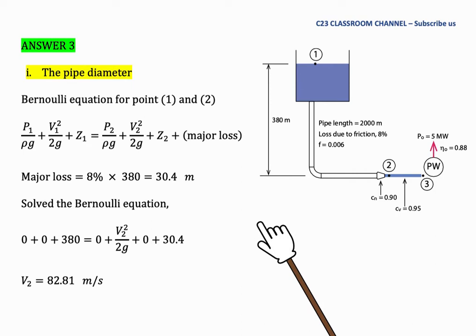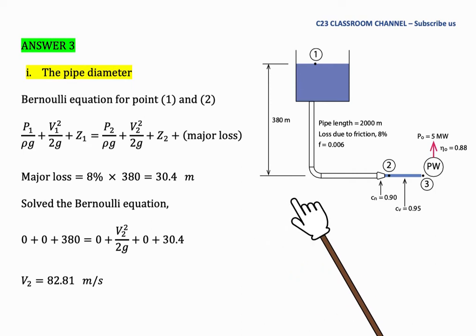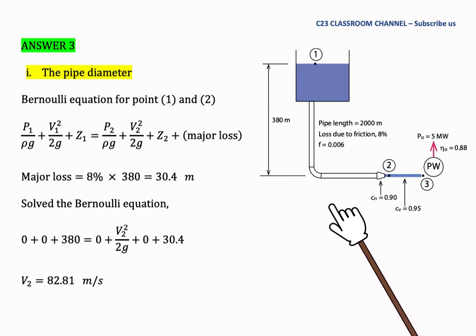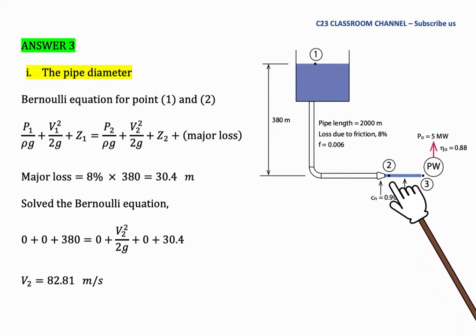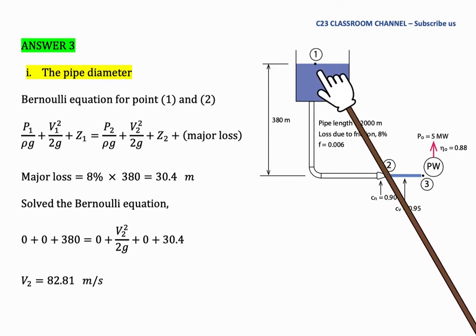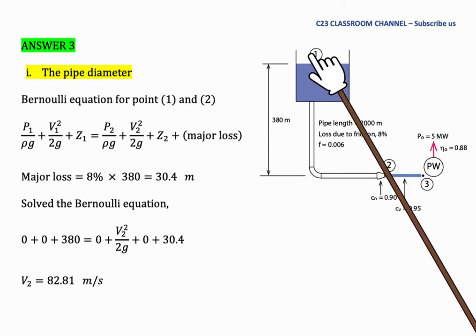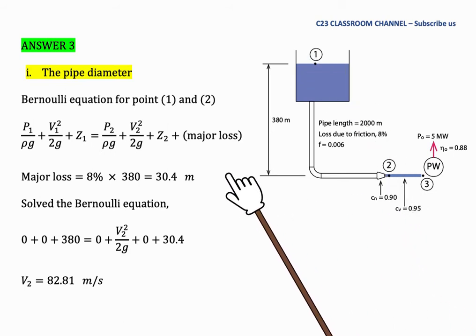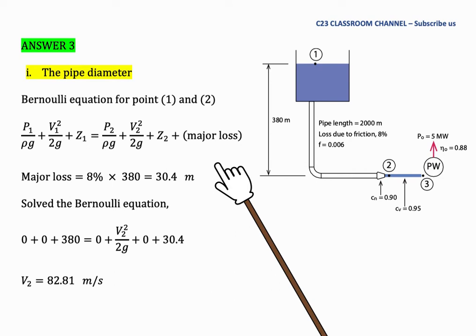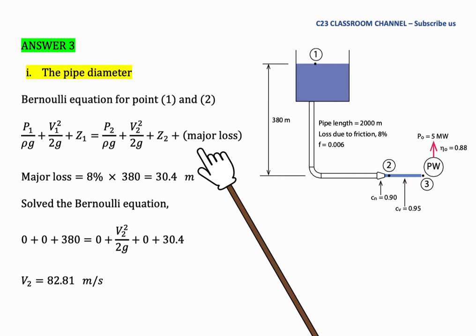First, we need to calculate the pipe diameter. From this diagram, we need to calculate the velocity of the jet after the nozzle. If we have point number 1 at the water level and point number 2 in front of the nozzle, we can compare the energy changes by using the Bernoulli equation. So the Bernoulli equation for point 1 and point 2 can be represented like this.